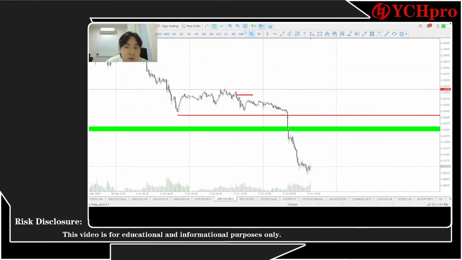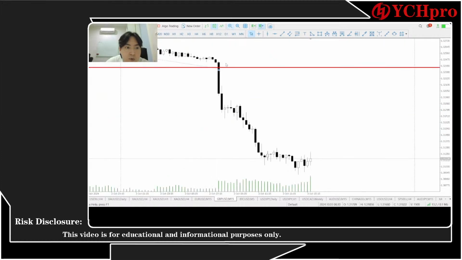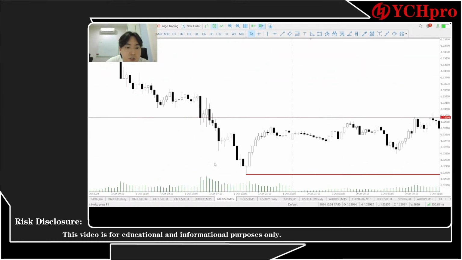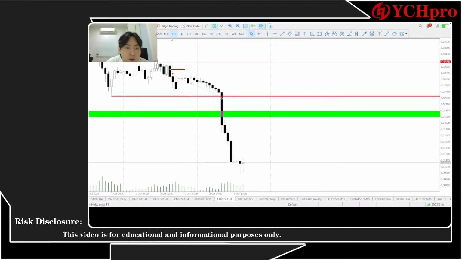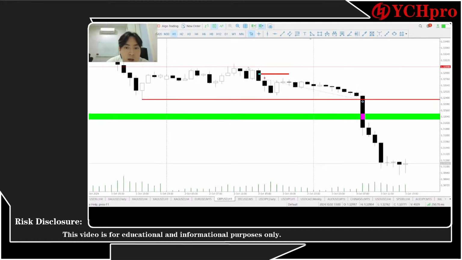Our bias is likely to continue going lower. Why? Because we can see that the price is likely to reach through this liquidity area. So because of that, we are likely to see the price going to the lower side.